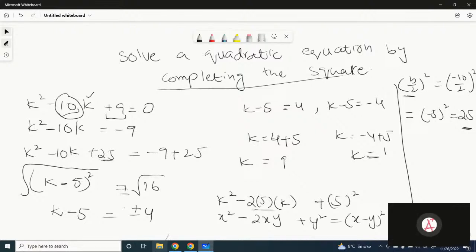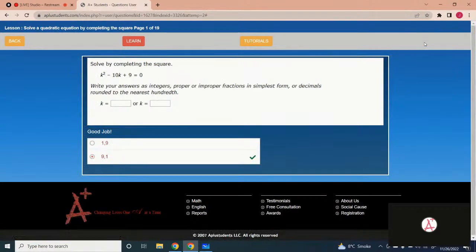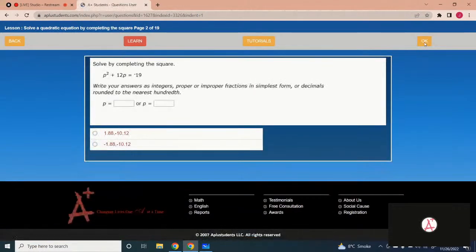So square root both sides. The square and square root cancel out with each other, and it would be k minus 5, and square root 16 is plus minus 4. So you have to solve this equation, one with the positive 4 and one with the negative. When you solve it for positive 4, it would be 9, and with the negative 4, it would be 1. So k has the two values, 9 and 1. So the correct option is 9 and 1. Both of the options are correct. They are exactly the same.